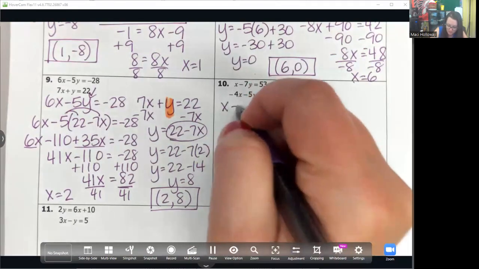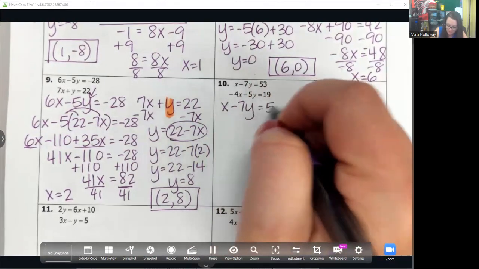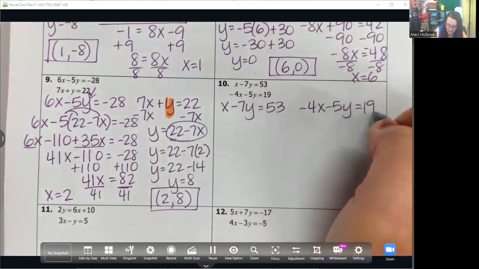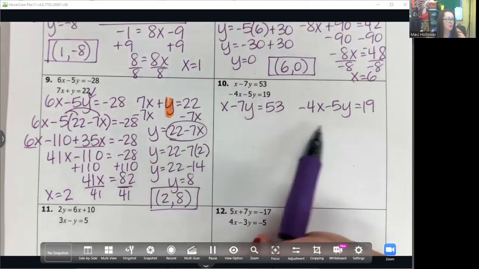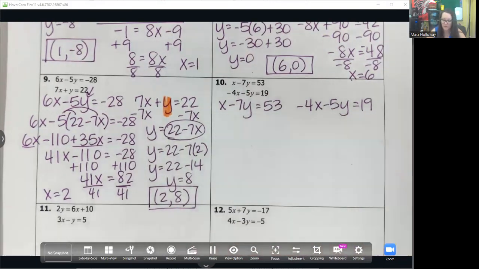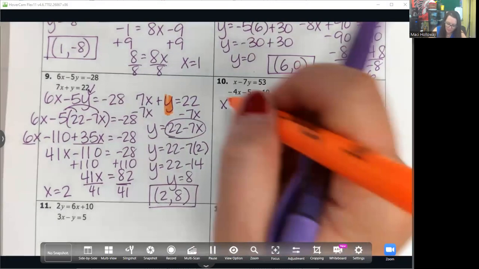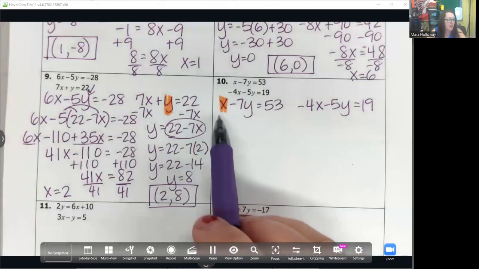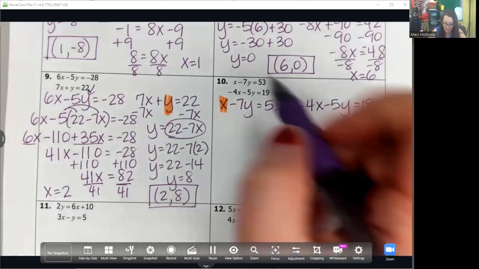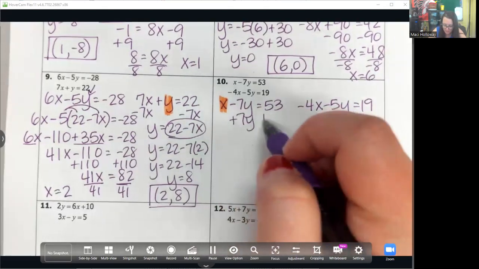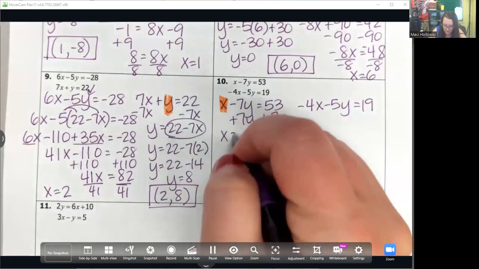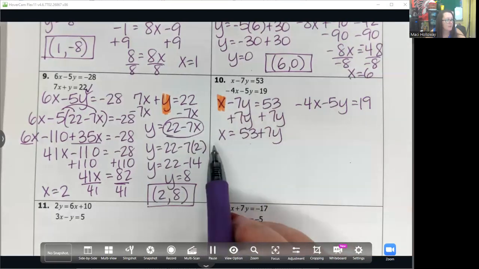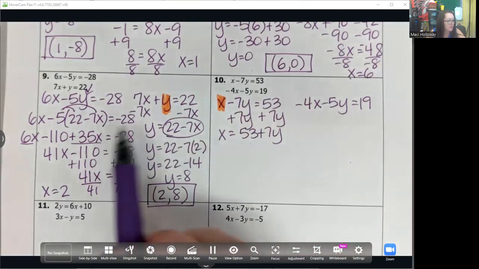I'm going to write them next to each other. x minus 7y equals 53. Negative 4x minus 5y equals 19. So they're not solved for a variable already. However, I'm looking for a variable that's alone, right? That doesn't have a number in front. So I'm going to solve for this x by getting rid of the negative 7y by adding 7y on both sides. So we have x equals 53 plus 7y. Now I've solved for a variable. On the other ones we've solved for y.